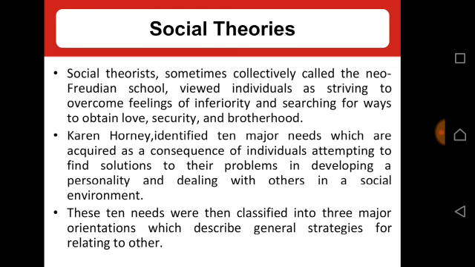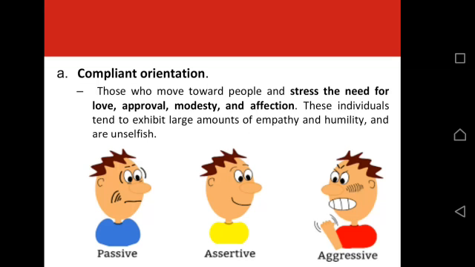According to Karen Horney, a German psychoanalyst who was known for her study on neurotic personality, she classified 10 major needs into 3 major orientations to describe the general strategy for dealing with the 3 kind of personality from the marketer's point of view. These 3 personality types are compliant, aggressive and detached.